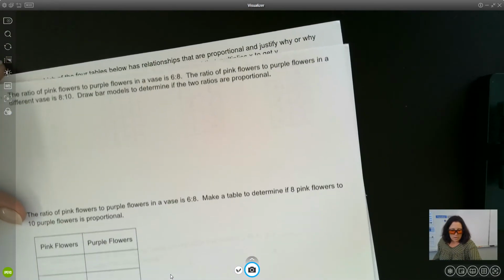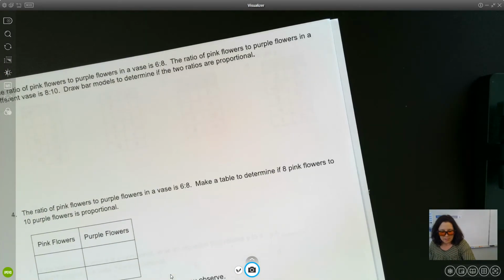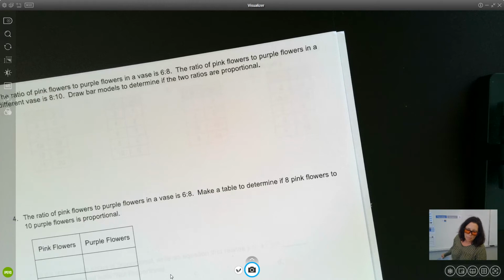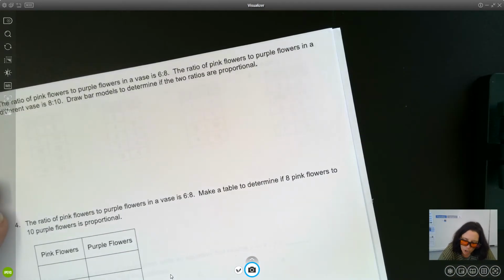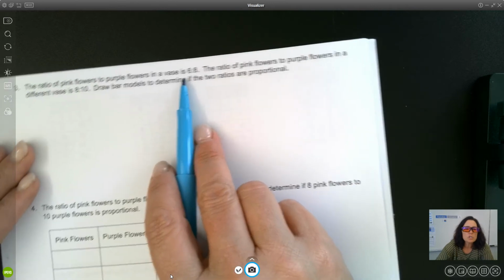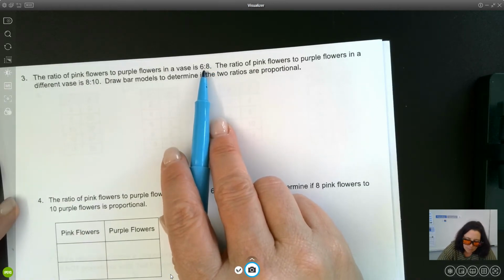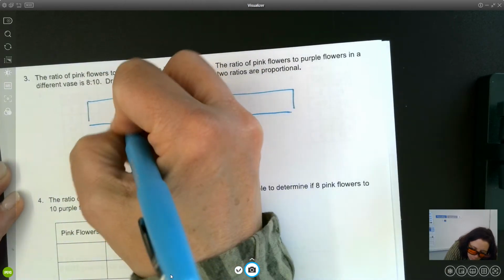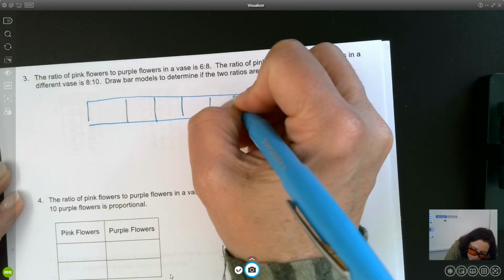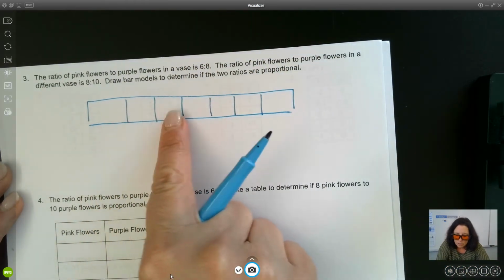The ratio of pink flowers to purple flowers in a vase is 6 to 8. The ratio of pink flowers to purple flowers in a different vase is 8 to 10. Draw bar models to determine if the two ratios are proportional. I'm seeing a common number here is 2. Could I put 7 boxes? 1, 2, 3, 4, 5, 6, 7.